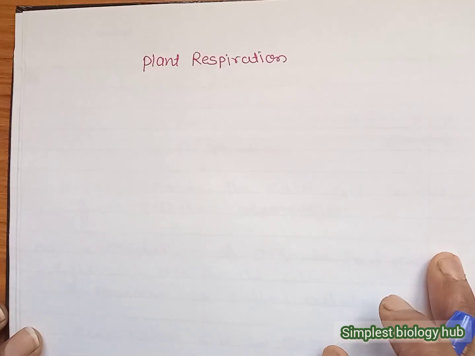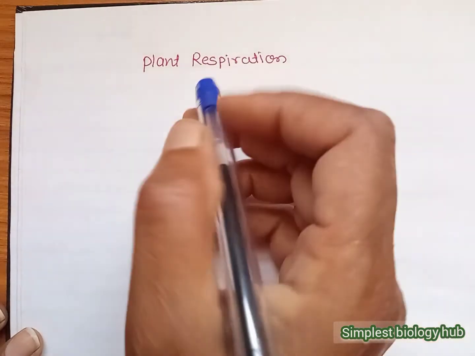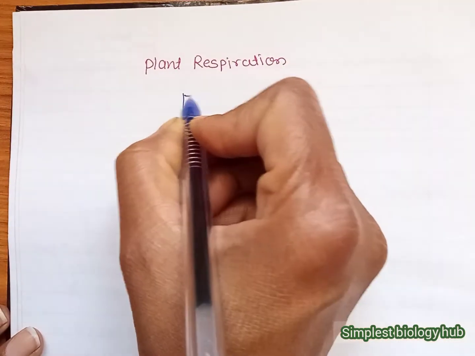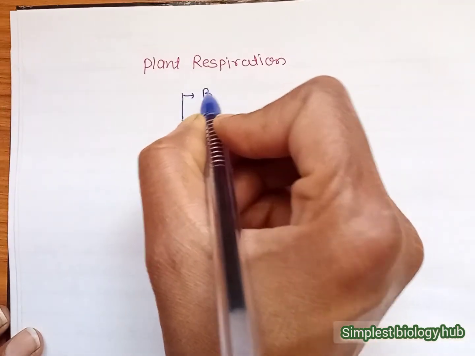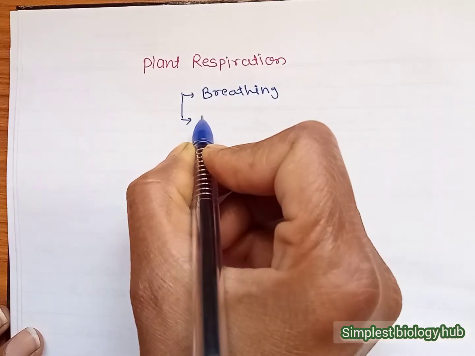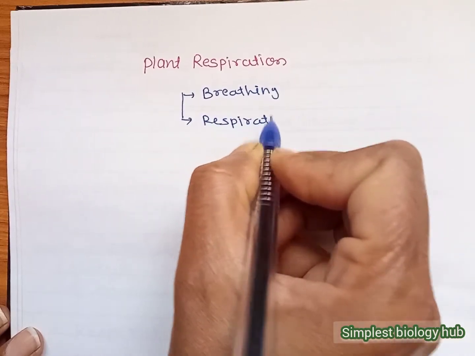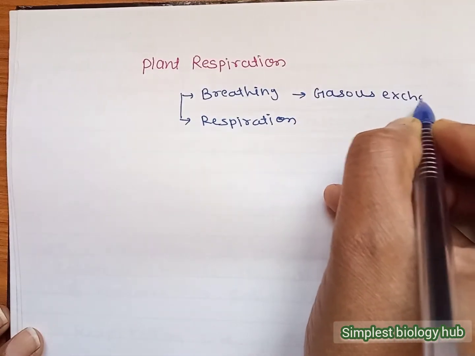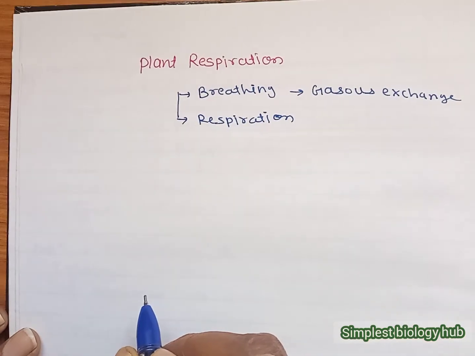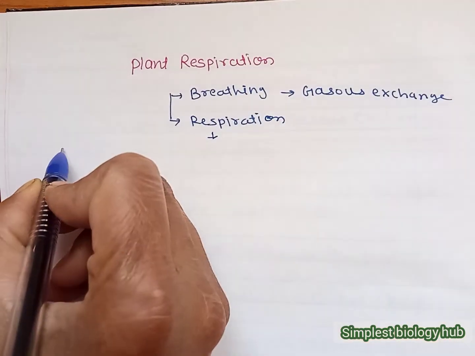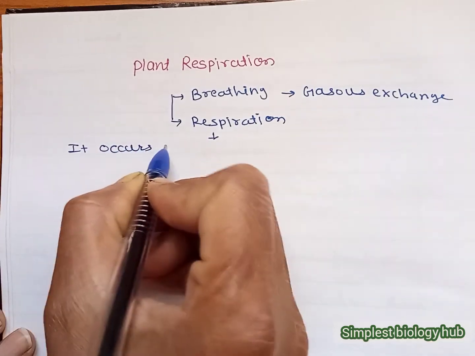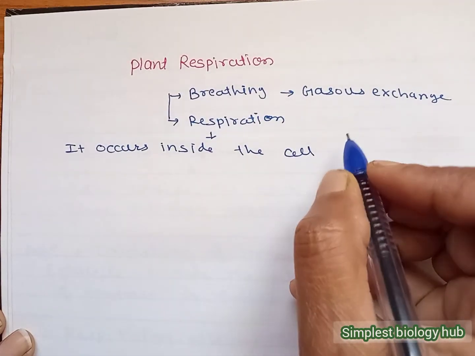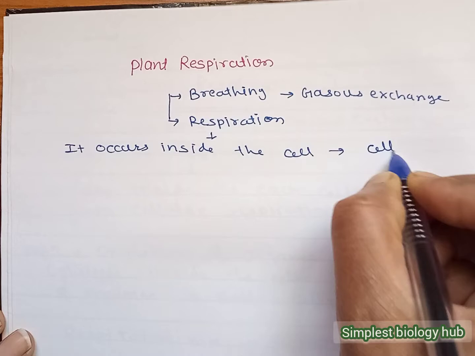Hello dear students, today we are going to start the new lesson of class 11th, plant respiration. We already talked about respiration in lower classes. That process actually includes two parts. One is breathing and another is respiration. Breathing is a simple gaseous exchange where the exchange of carbon dioxide and oxygen takes place, while respiration occurs inside the cell, in each and every cell. So we call it cellular respiration.